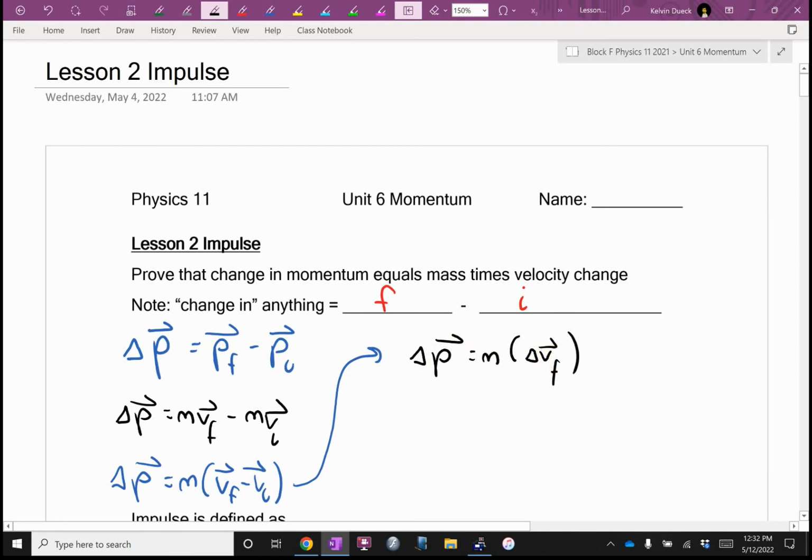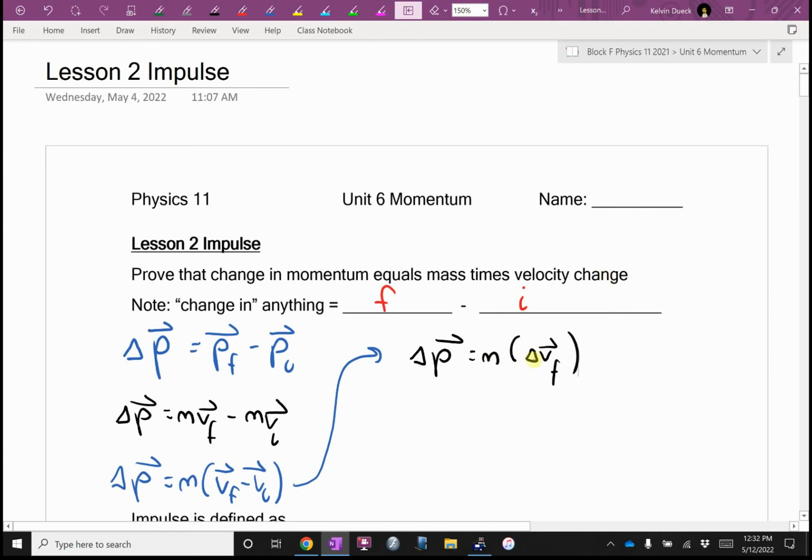Cole, can you read to me that first sentence again? Prove what? Stop. There's change in momentum right there. Keep reading. Equals. Stop. There's an equals. Yep. Keep reading. Mass. Yes? No. Times velocity what? Oh.